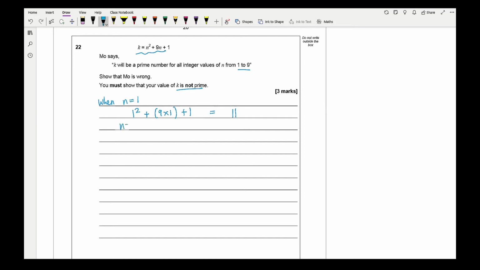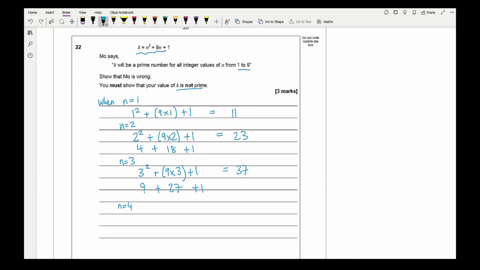Then I try n equals 2, so I've got 2 squared plus 9 times 2 plus 1, which is 4 plus 18 plus 1, which is 23, that's prime. Then I'll let n equals 3, so I've got 3 squared plus 9 times 3 plus 1, so I've got 9 plus 27 plus 1, which is 37, which is prime.